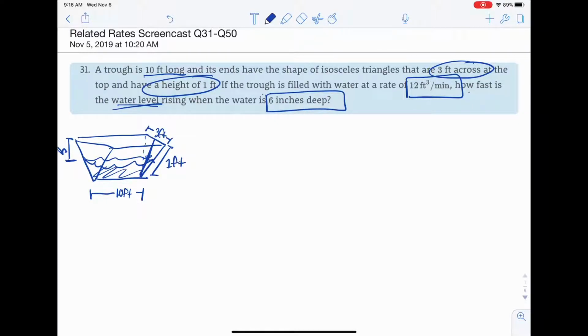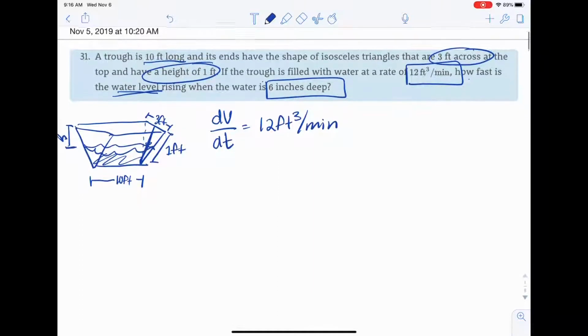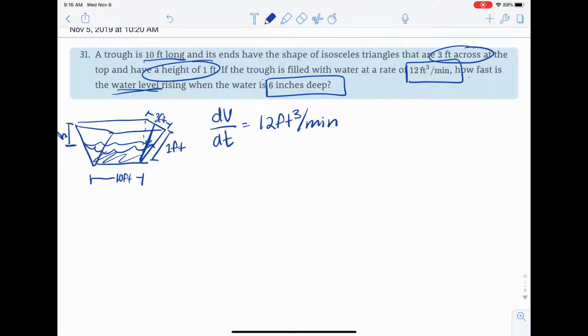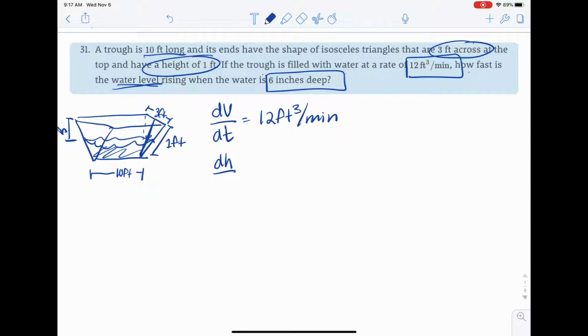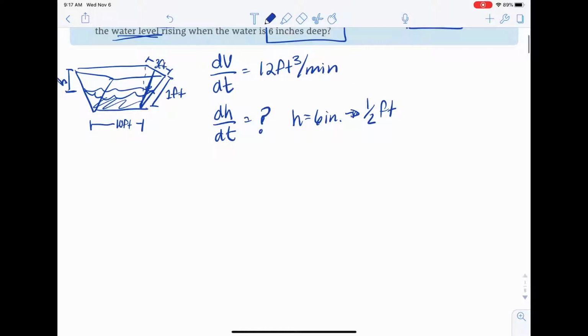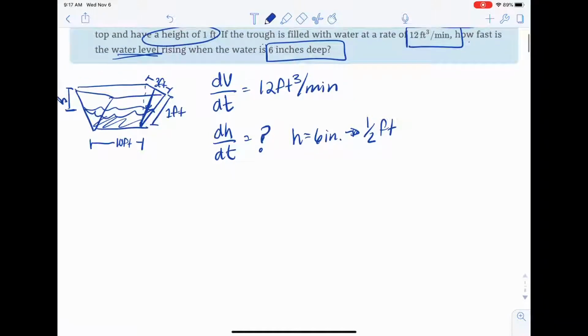Now we have that it is rising at a rate of 12 feet cubed per minute. That's going to be associated with the derivative of the volume, which is dV over dt, 12 feet cubed per minute. And then it wants to know the rate of the water level. So that's going to be the height, so dh dt. We want to know dh dt when the height is 6 inches. So that's 1/2 of a foot. It's best to put in the same unit so you don't get confused.